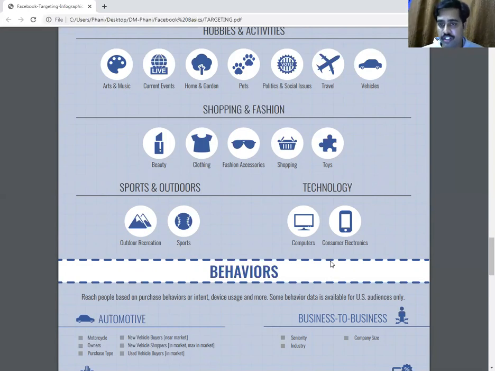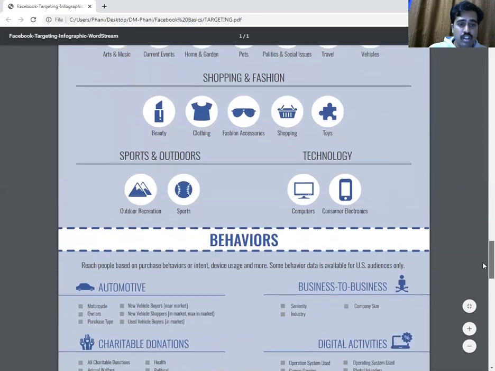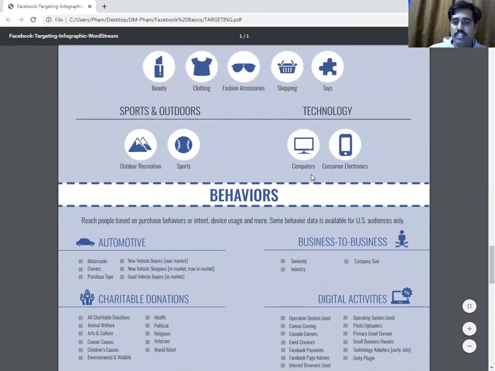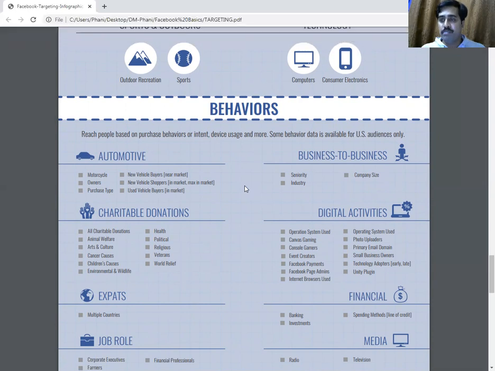Facebook will restrict it. Okay. So it could be anything related to sports, anything related to technology. So you also have classification on the basis of behavior. Behavior is something that you don't tell Facebook, but Facebook will identify that.